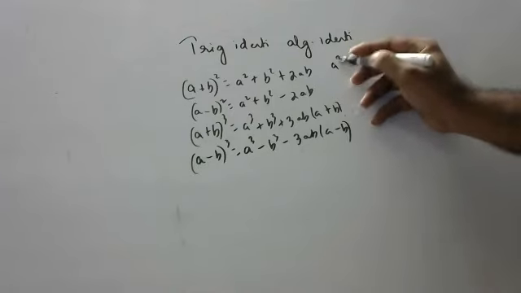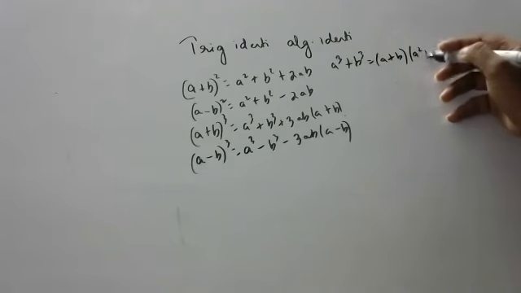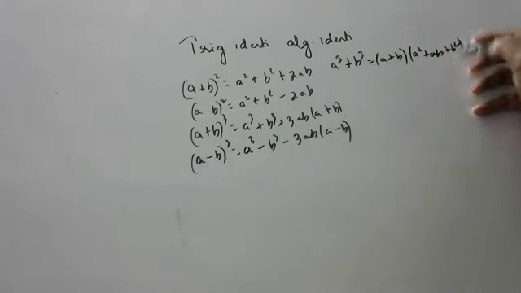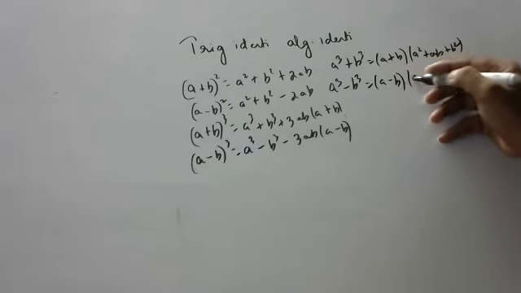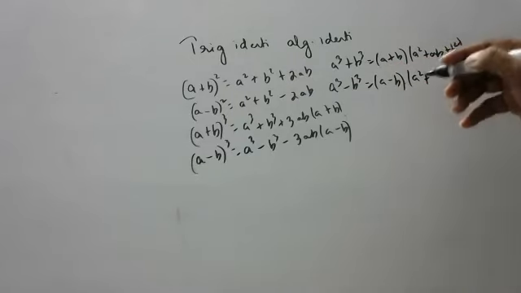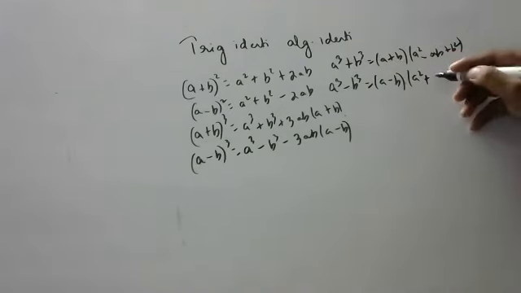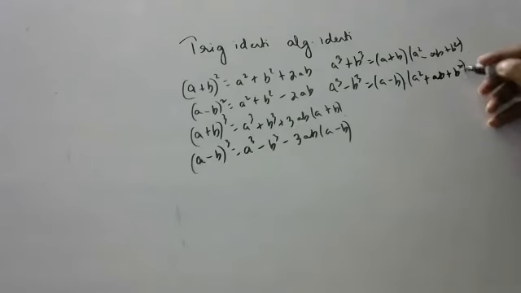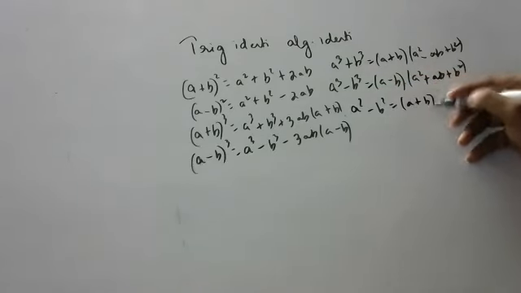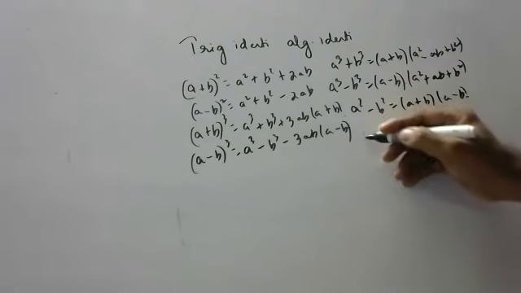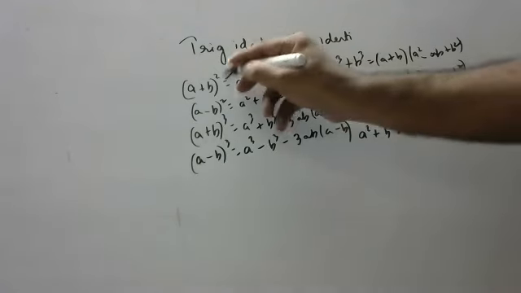Right? A cube plus B cube is A plus B into A square minus AB plus B square. A cube minus B cube, children, is A minus B into A square plus AB plus B square. Children, in the plus one, here minus will come, and in the minus one, all plus will come. A square minus B square is, children, A plus B into A minus B.